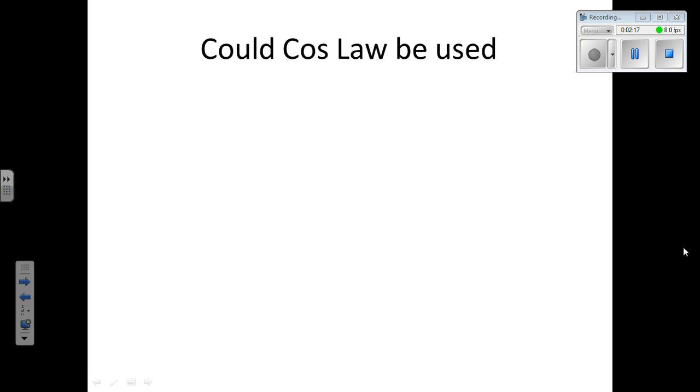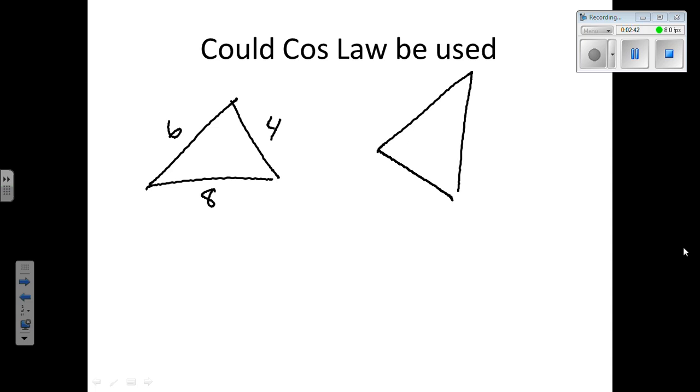What about cosine law? I hope that we remember what cosine law means. The formula for cosine law is a squared equals b squared plus c squared, subtract 2 times b times c times cos A.